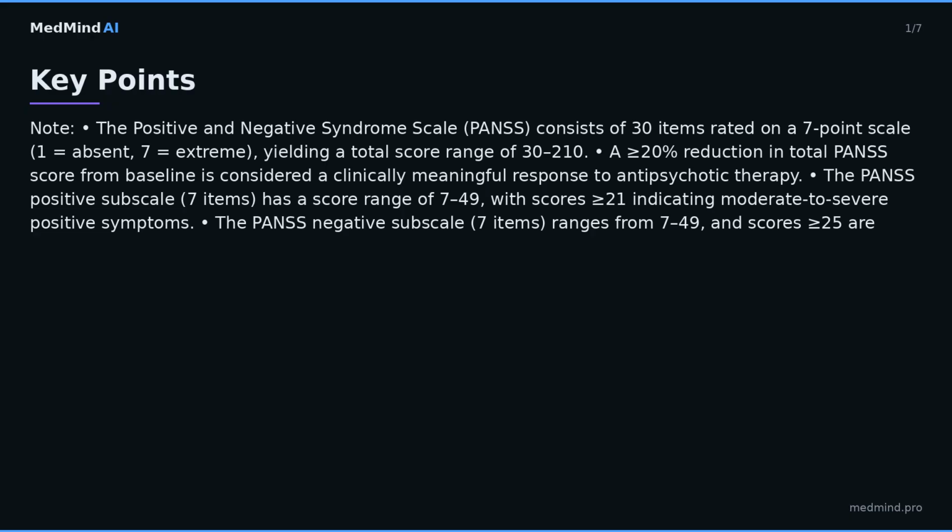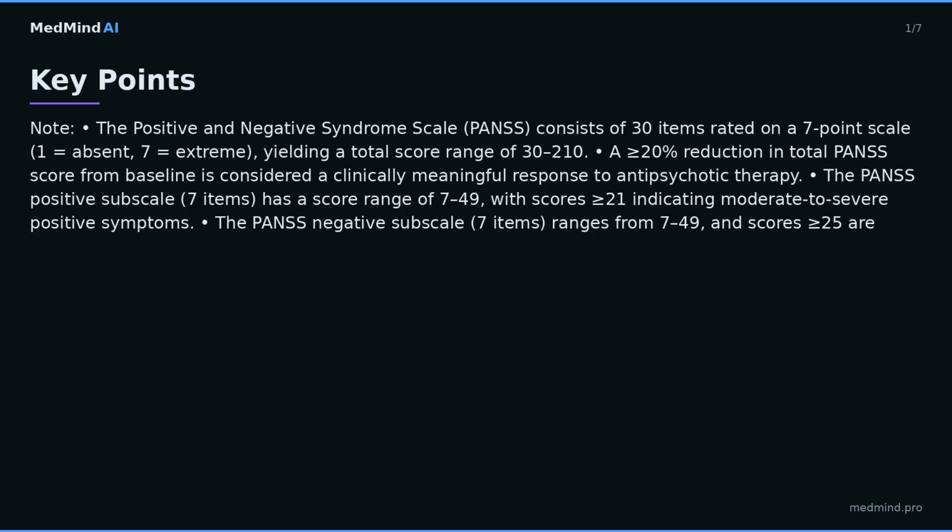Inter-rater reliability for PANSS is high, with intraclass correlation coefficients, ICC, of 0.89 to 0.94 in trained clinicians. The PANSS General Psychopathology Subscale, 16 items, ranges from 16 to 112 and includes cognitive and affective symptoms. PANSS must be administered by a trained clinician. Untrained administration results in kappa values as low as 0.45 for individual items.